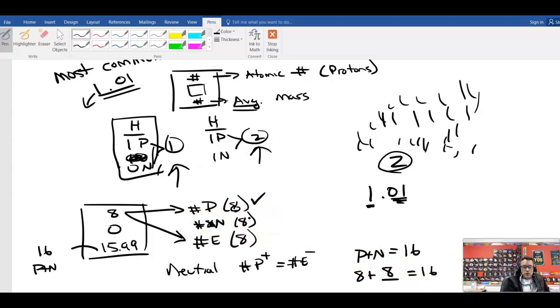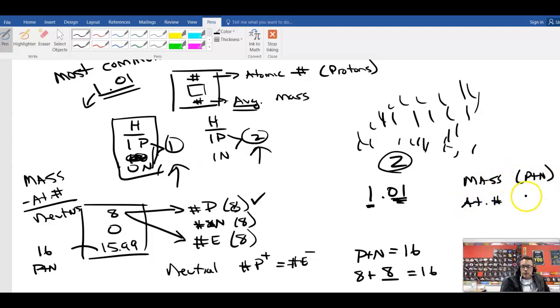8 neutrons as well. Another rule of thumb is if you take the mass number and you subtract the atomic number, that's going to tell us the number of neutrons. Okay. Why does that work out? Because the mass number is protons and neutrons together. The atomic number is simply the protons. So if we subtract, what happens? Those are going to cancel out, and we end up just with the neutrons down at the bottom.